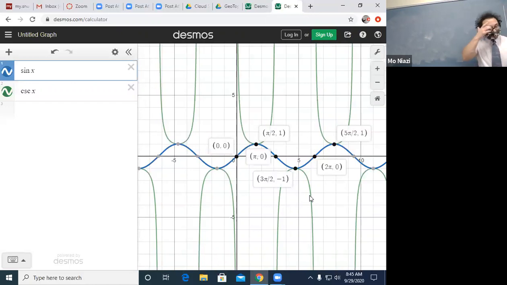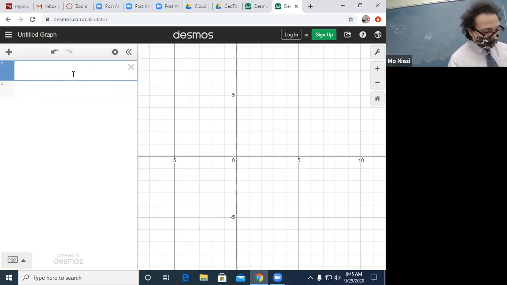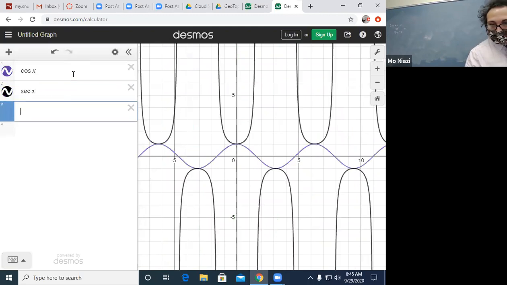So then we did cosecant. Let's do secant. What is the domain of secant? You know what? Let's just look at it. I know I can build secant off of its cosine graph. Bam. So then, let's take a look at it.